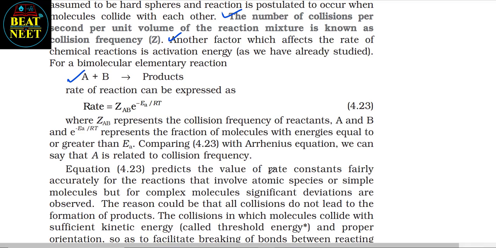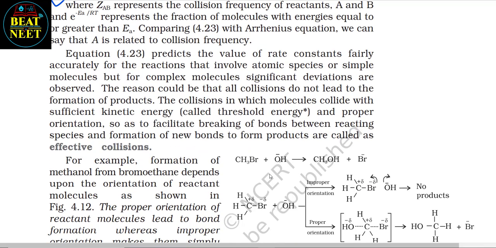Rate of reaction can be expressed as rate equals Z_AB e to the power minus Ea upon RT, where Z_AB represents the collision frequency of the reactants A and B, and e to the power minus Ea upon RT represents the fraction of molecules with energies equal to or greater than Ea. Comparing 4.23 with Arrhenius equation, we can say that A is related to collision frequency.